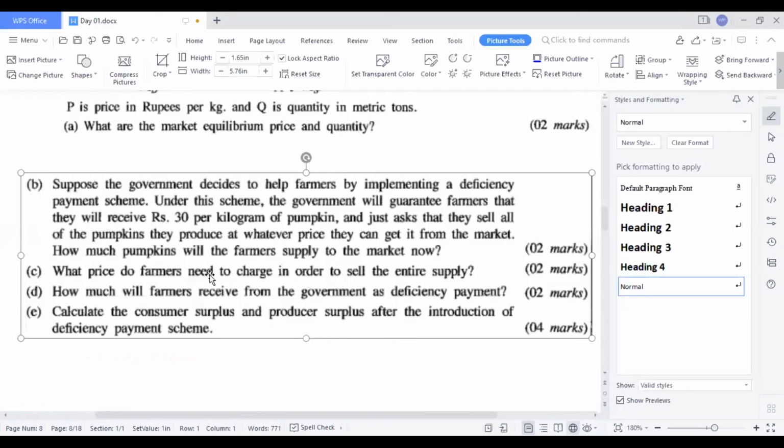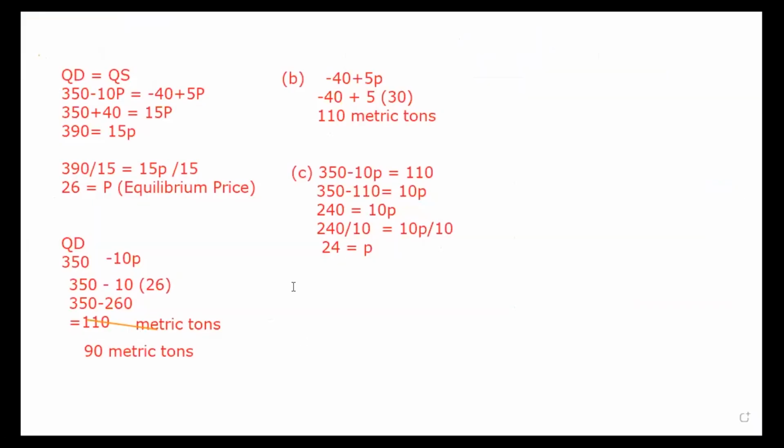Calculate how much farmers will receive from the government as deficiency payment. So what is the maximum amount these people can get from the government? Because now government is giving 30 rupees, right? But these people are only willing to pay how much? 24 rupees. So the suppliers are losing 6 rupees actually.